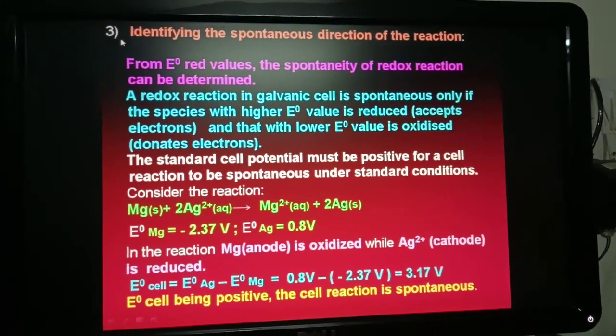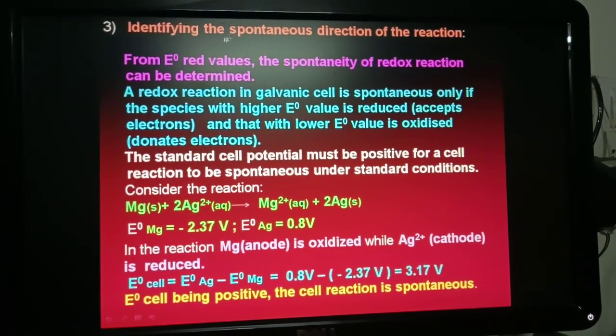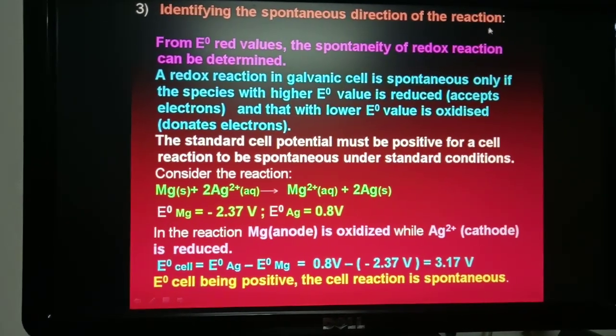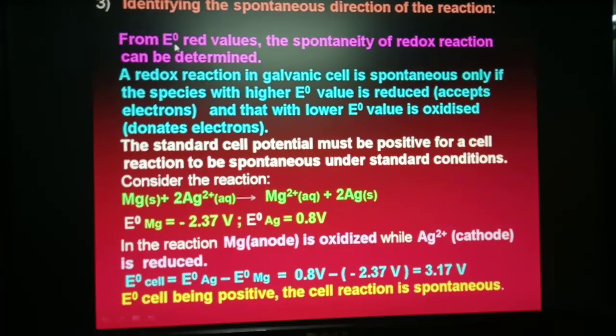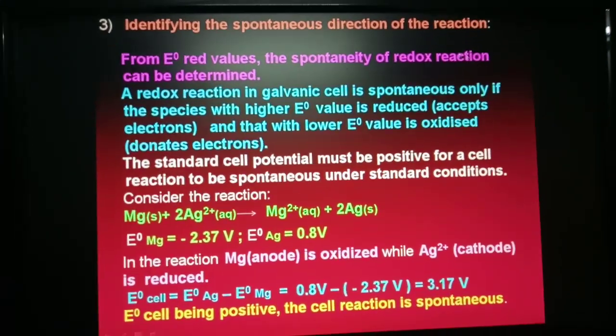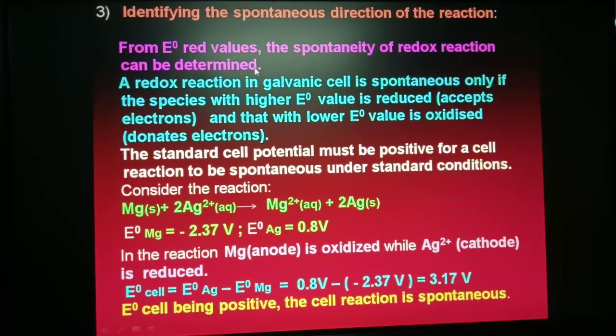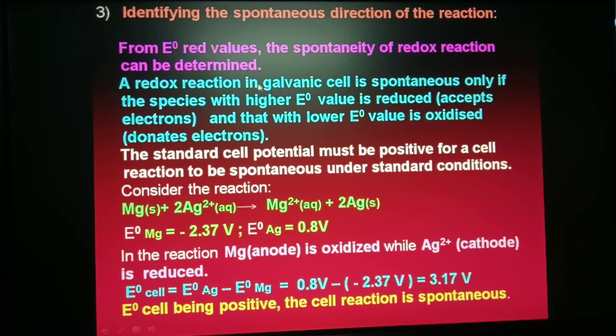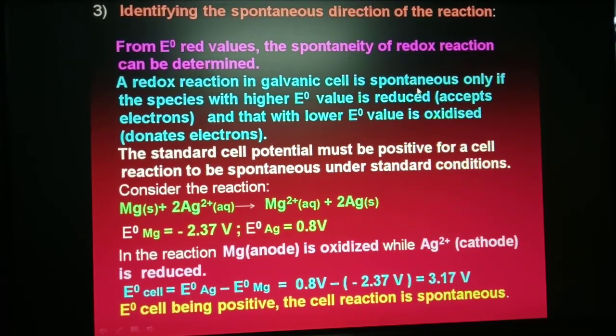The third and the last application, identifying the spontaneous direction of the reaction. From standard reduction potential values, the spontaneity of a redox reaction can be determined. Now, when is the redox reaction considered to be spontaneous?